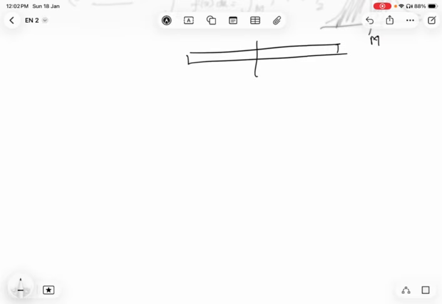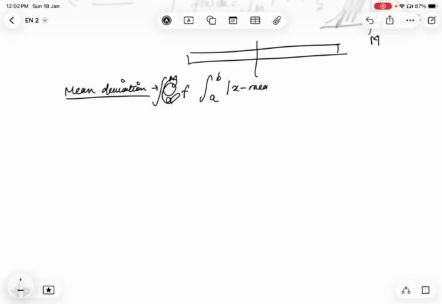Then after that, mean deviation. Mean deviation is equal to the integral from a to b of |x minus mean| f(x) dx. It is called the mean deviation because it is the deviation from the mean. Then we have quartiles.